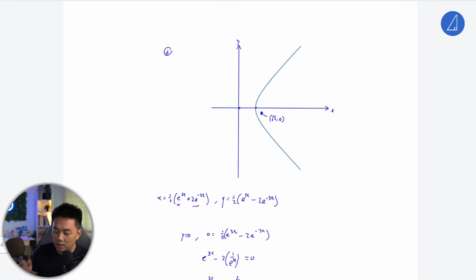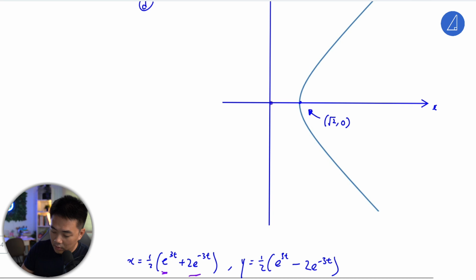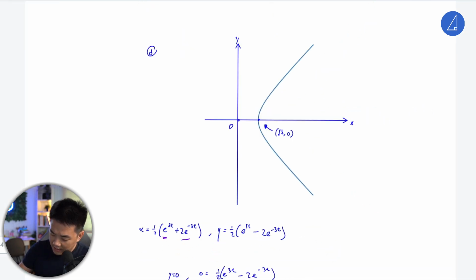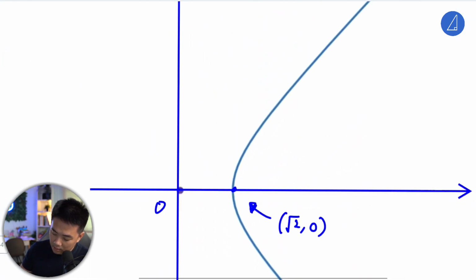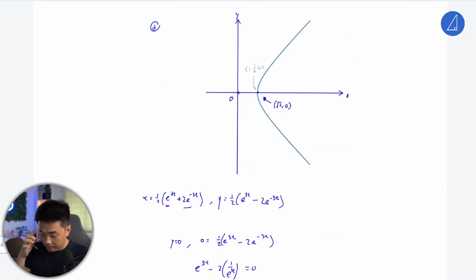Then that's about it. I think then we could just indicate that this point here is (1/6 ln 2). Okay, that's it.